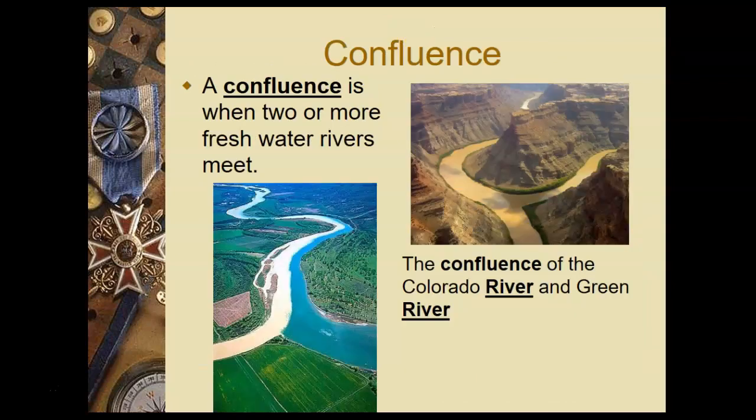A confluence. A confluence is bigger than a tributary. It's where two big honkin' rivers meet, and they kind of make a Y. So here's a cool picture of the Colorado River and the Green River making a giant Y.